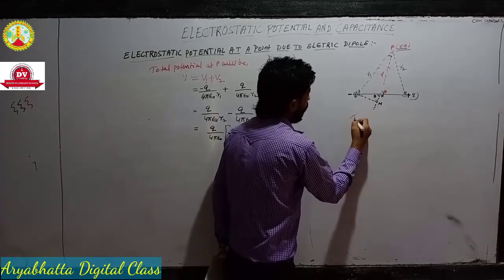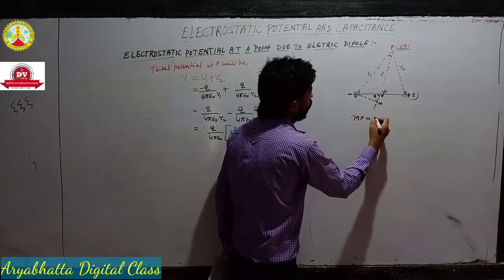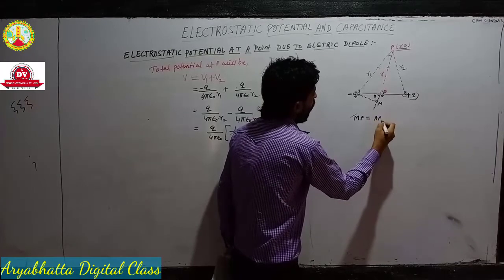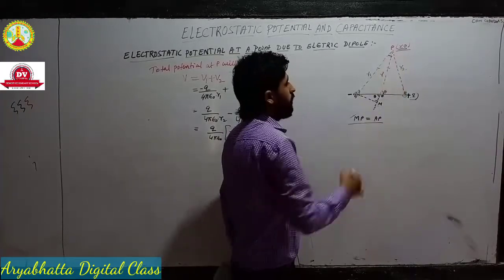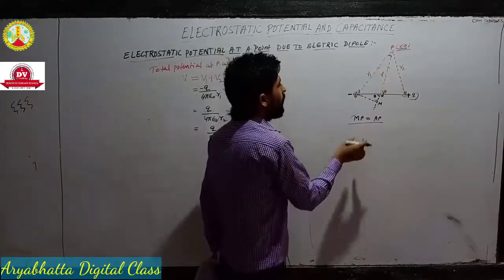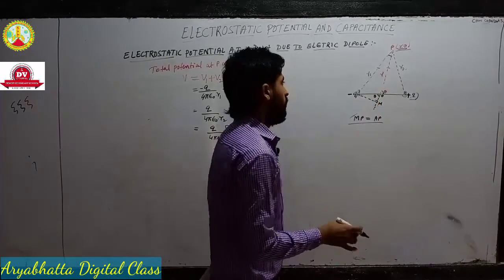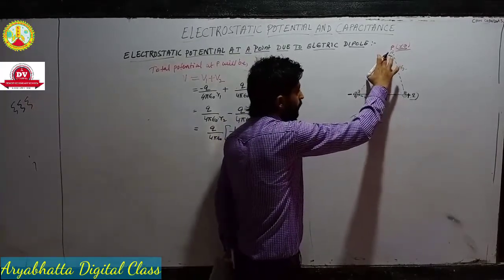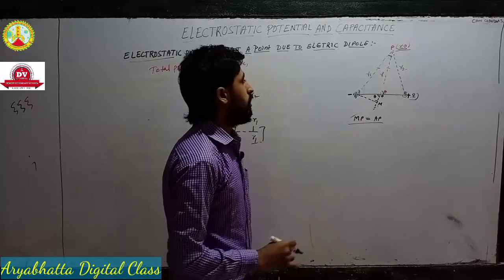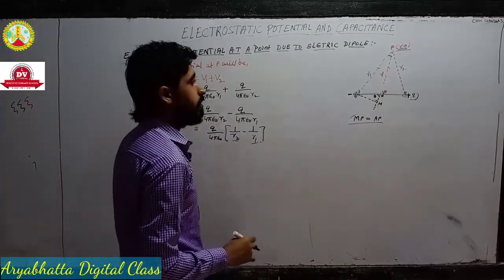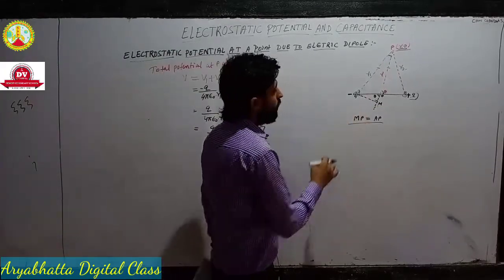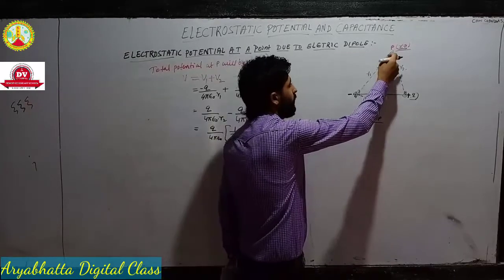So this OP, sorry, not O, MP must be equal to AP. Why? Because this is very small. If this is very small, then we can say this base is negligible. Like this AP will become equal to PM or MP. Fine. So the only condition is that theta must be very, very small.